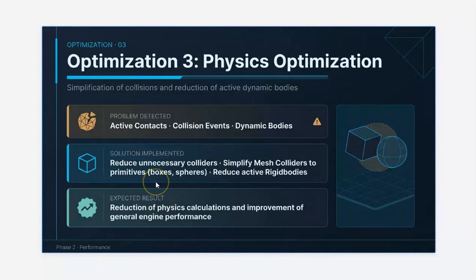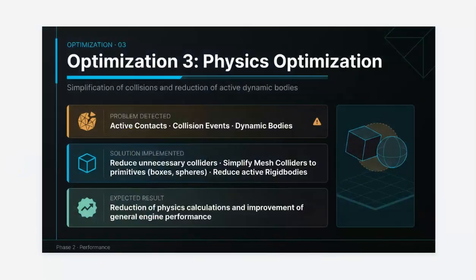The optimal solution would involve minimizing superfluous colliders, simplifying the geometry of the colliders, utilizing box sets for boxes, spheres, and capsules, and decreasing redundant elements. The result would be a reduction in physical calculations and an improvement in overall engine performance.